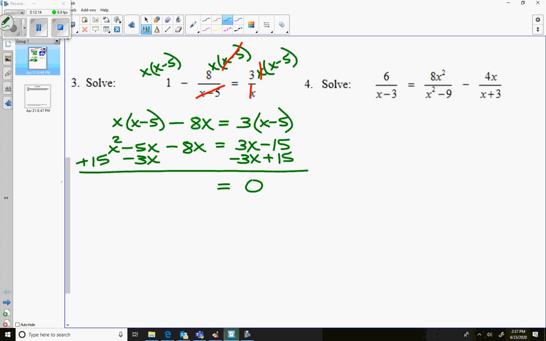Okay, on the left side, I've got an x squared, a minus 5x, a minus 3x, and a minus 8x, all of which make for a negative 16x. And then I've got the plus 15. We're looking to factor this. General trinomial, x minus 15 times x minus 1, still equal to 0. Once you have it factored equal to 0, set each factor equal to 0.